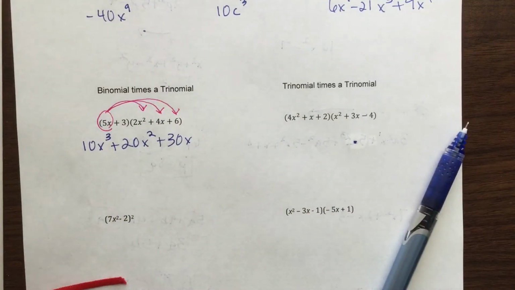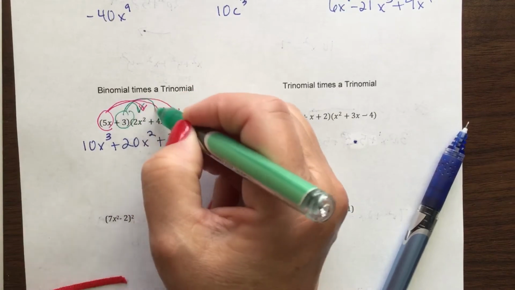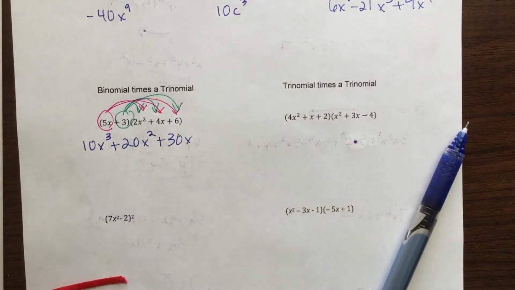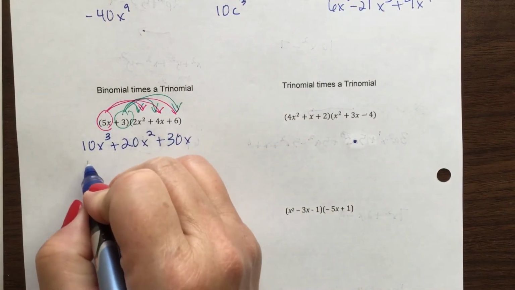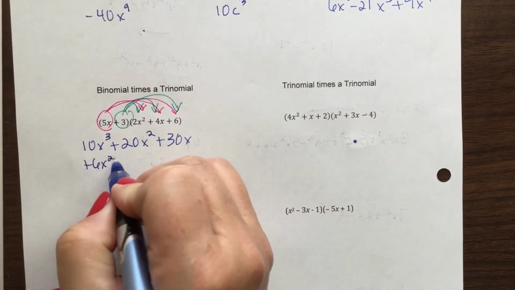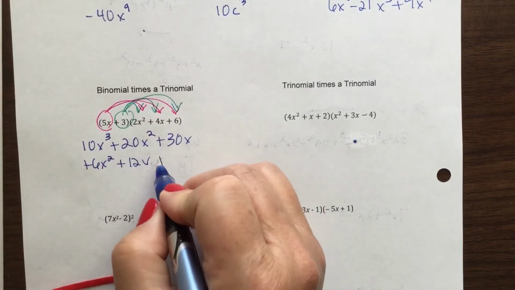Okay, then let me get another color. I like colors. So 3, I'm going to multiply that 1, 2, 3 times. So that's going to be 3 times 2 is 6x squared. 3 times 4 is 12x. 3 times 6 is 18.